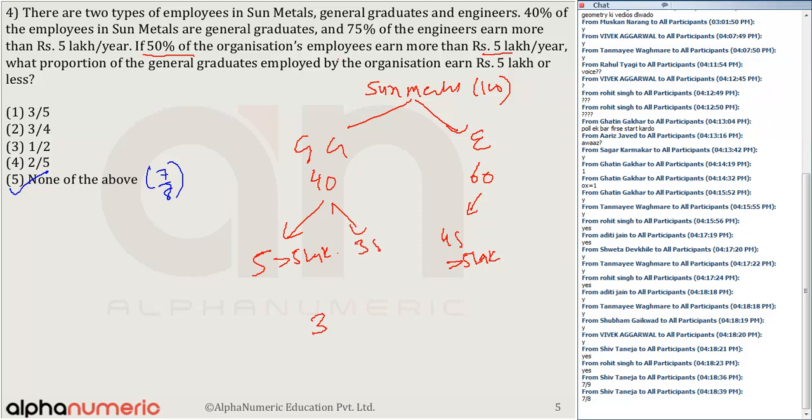So the answer is 35/40, which is equal to 7/8. So the correct answer in this question is 7/8. ठीक है. Is that clear to all of you? So this was an easy one. Can I move ahead?